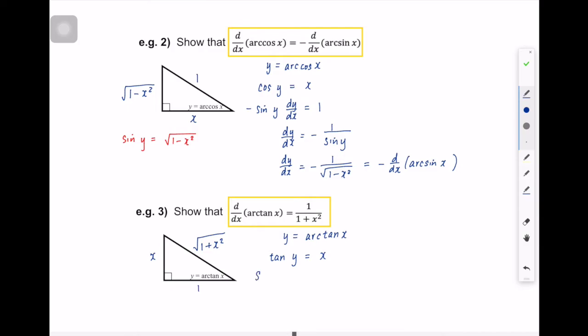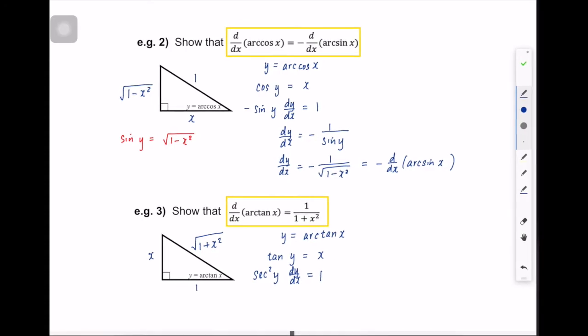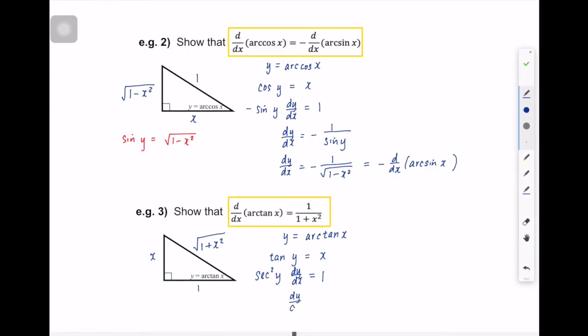Differentiating implicitly, I have secant squared y dy by dx equals 1, which means that dy by dx is equal to 1 over secant squared y. Well, 1 over secant is cosine, so this is cos squared y. Okay. What is cos squared?